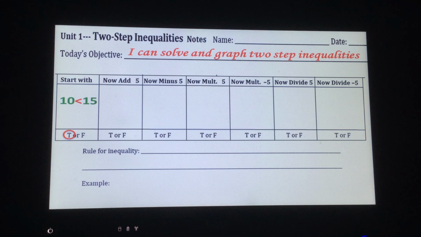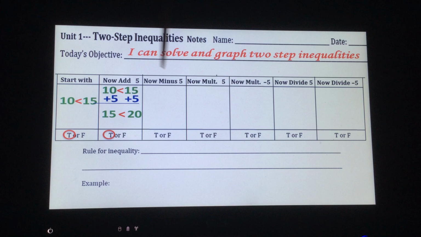All right. Now, we're going to do the first box together. In this first box, we're going to take the 10 is less than 15. And it says right here, to add 5. So we're going to add 5 to both sides of this inequality. 10 plus 5 is going to get you 15. 15 plus 5 is going to get you 20. We get 15 is less than 20. Now, this is also true. So we're going to go down here and we're going to circle true.